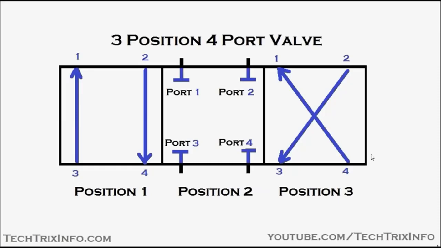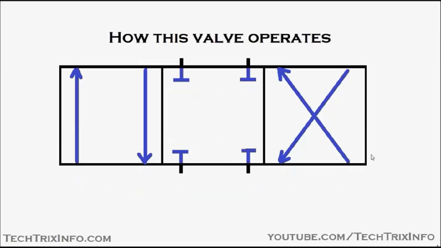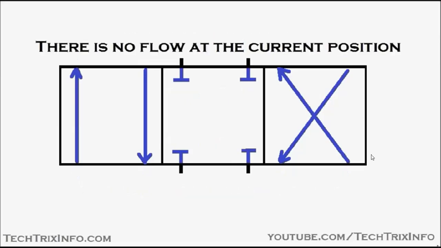So it's a 3 position 4 port valve, and that's how the name of the control valve is derived, or how we represent a control valve in a schematic representation. Now let's see how this valve operates. There is no flow at the current position. That means at the center, position 2, there is no flow because all the ports are in blocked condition. You can see the red color because it is getting pressurized as there is no flow happening.